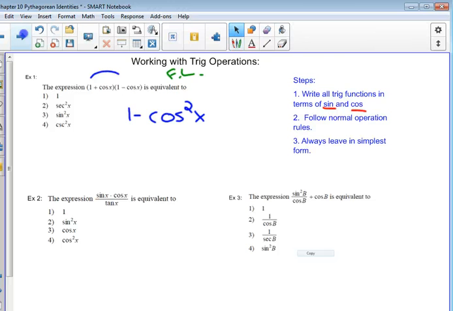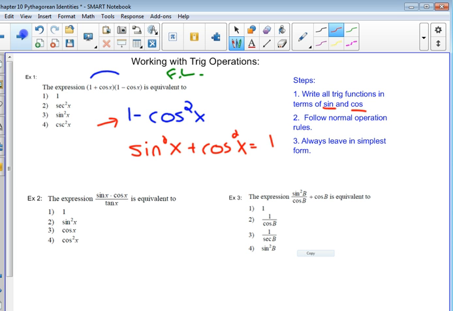Take a second, go back to your cover. Which identity do you think has the 1 and the cosine squared in it? First one, thank you, Andrew. Sine squared x plus cosine squared x equals 1. Well, I want 1 minus cosine squared, so in your identity, good job Carly, minus your cosine squared x. So what does 1 minus cosine squared x equal? Sine squared x. Nice. So sine squared x is what this really equals, which is choice 3.